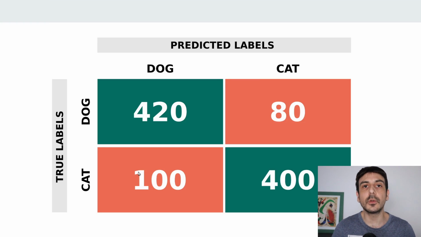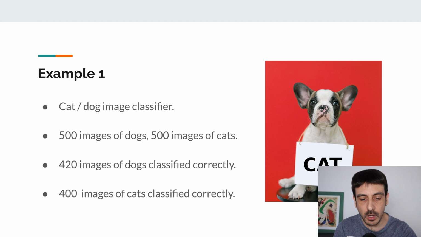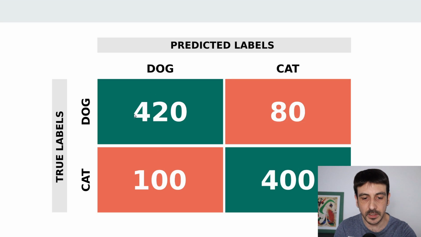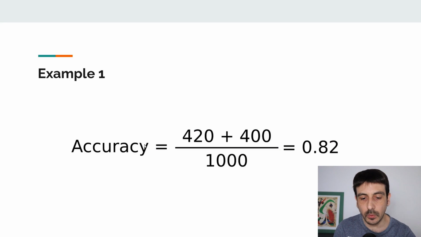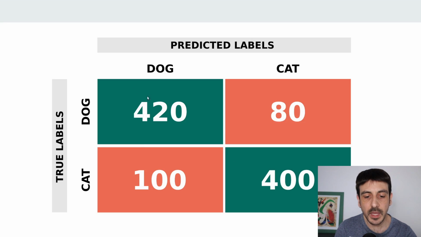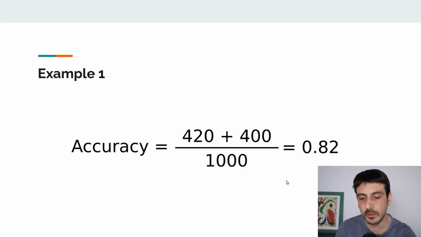If we build the confusion matrix in this problem, we will have something like this, right? 420 dogs were classified correctly, and this is exactly what we have over here, and 400 cats were classified correctly. This means that 100 cats were misclassified as dogs and 80 dogs were misclassified as cats. In this case, the accuracy will involve summing the elements in the diagonal, 420 plus 400, divided by the total number of samples, which is 1000, and this is 0.82.